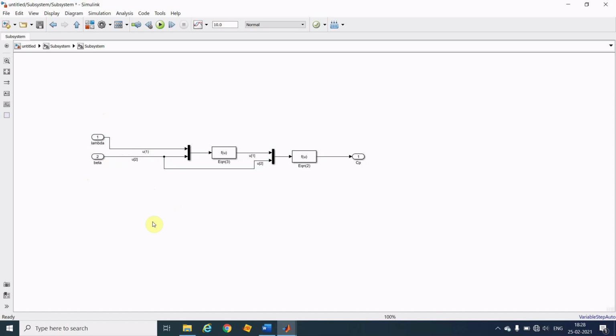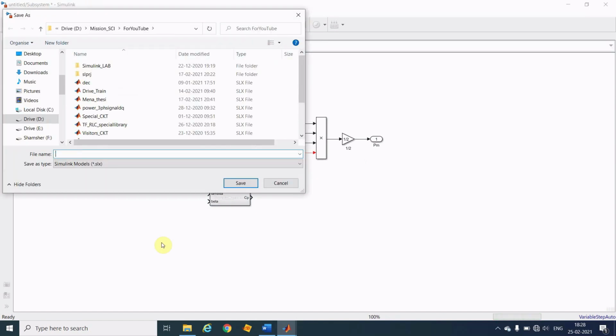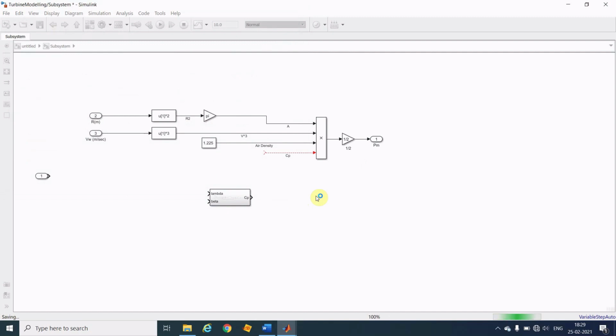So I think it is completed. We will check later. So I will save it and I will give a name, turbine modeling. Okay, turbine modeling. So now it will give Cp. So connect it here.